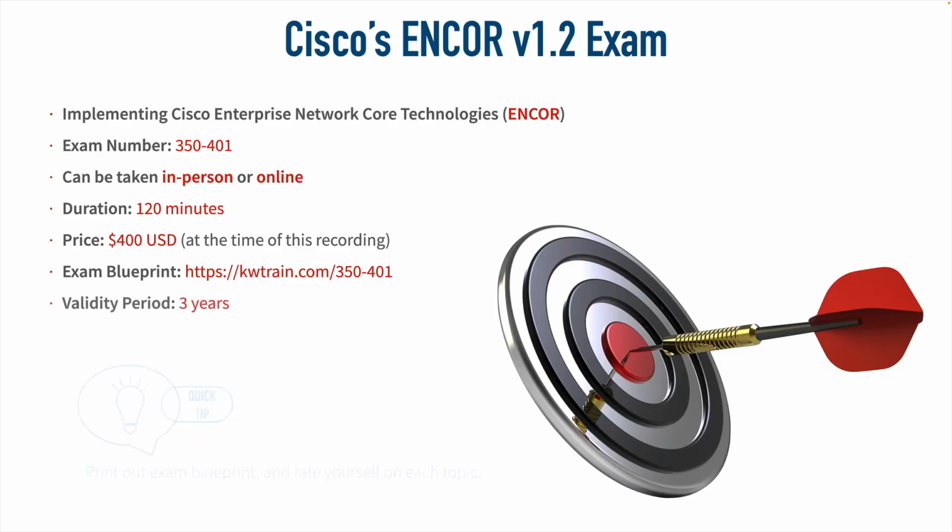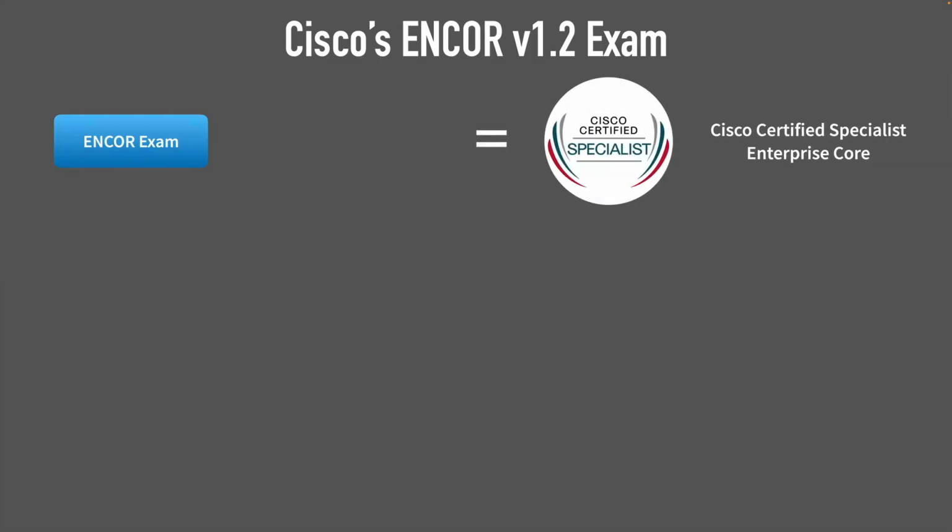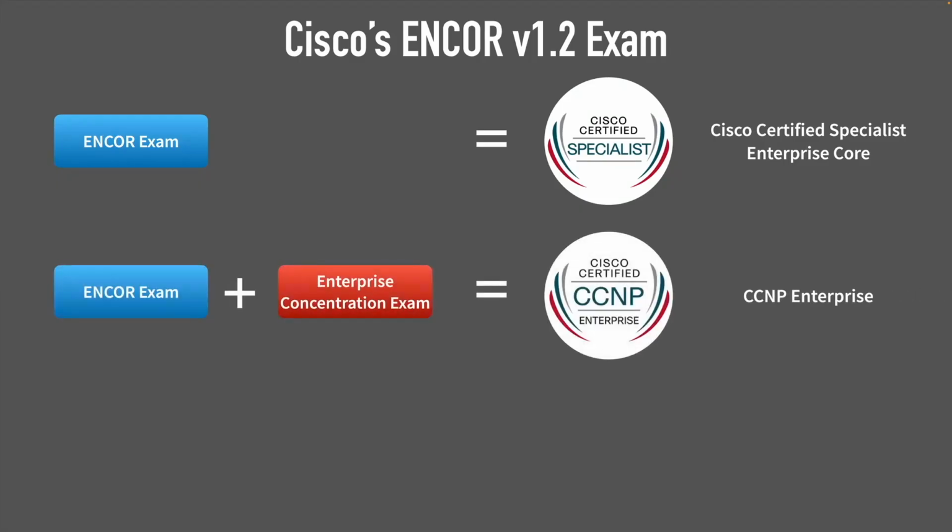After you pass your ENCOR exam, it's valid for 3 years. And the big question is, what do we get when we pass the ENCOR exam? Let's take a look at that. If you pass just the ENCOR exam by itself, that alone gets you a Cisco Certified Specialist certification in Enterprise Core. And if you pass the ENCOR exam and then add on to that an Enterprise Concentration exam, that's going to get you your CCNP Enterprise, and that's the goal for most people that are preparing for the ENCOR exam.